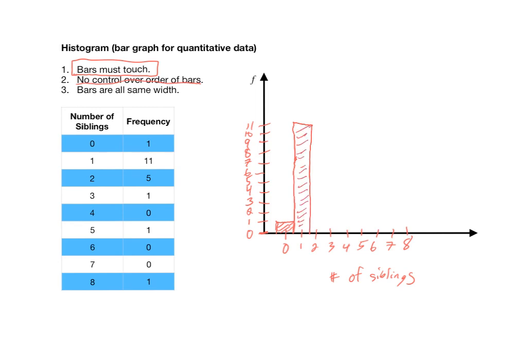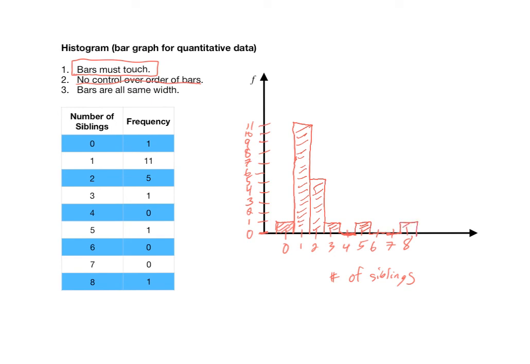Again, you don't have to color these in, it's up to you. The next bar for 2 siblings has a height of 5. The next bar has a height of 1 for 3 siblings. Then for 4, there was none. You can put a line here if you want, or you could just leave it blank. Either is fine. For 5 siblings, there was 1 student with that scenario. Then 0 had 6 siblings, 0 had 7 siblings, and then 1 had 8 siblings.